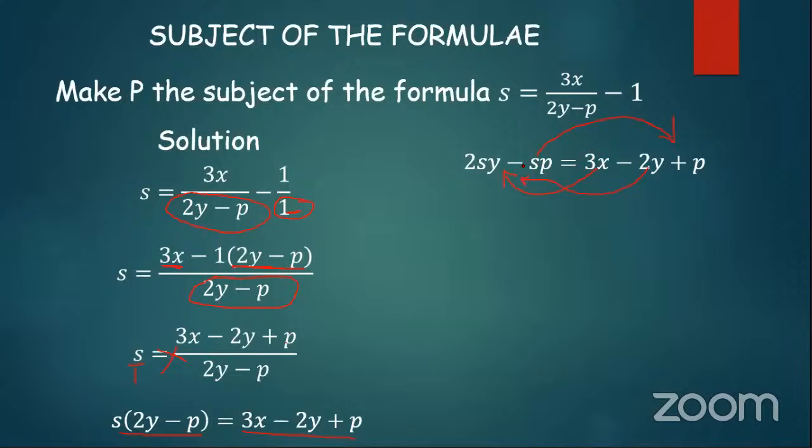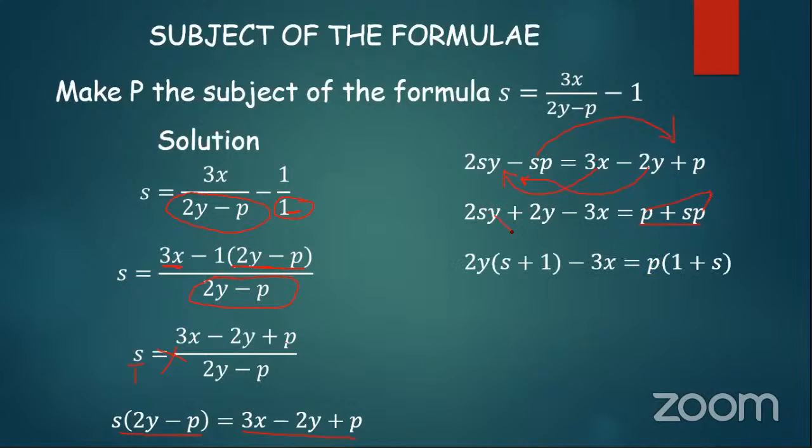So when the 3x crosses, it will become negative because it is positive, and the 2y, since it is negative, when it crosses the equal sign, it will become positive. So we are going to have 2sy plus 2y minus 3x, giving us p plus sp. Then here we have a common factor of p, which we are going to pull outside.